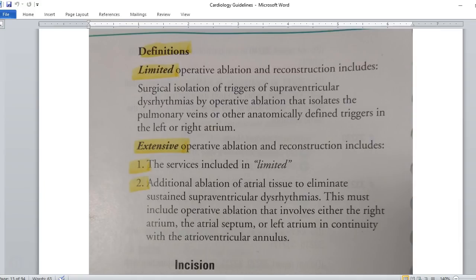However, extensive includes everything in limited and additional ablation of atrial tissue to eliminate sustained supraventricular dysarrhythmias. So again, where are we? This must include the operative ablation that involves either the right atrium, the atrial septum, or the left atrium in continuity with the atrioventricular annulus. So extensive, we're doing more ablations in a larger area.